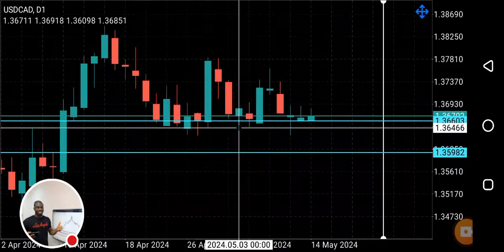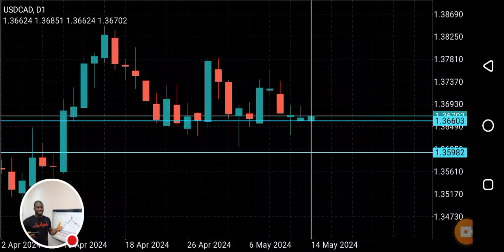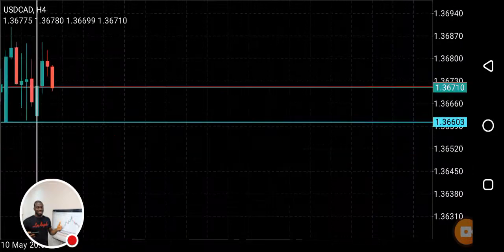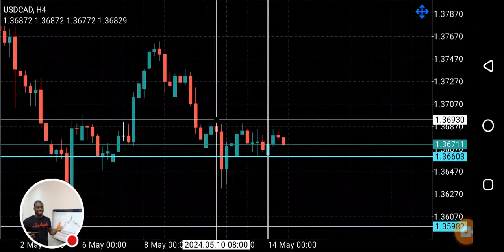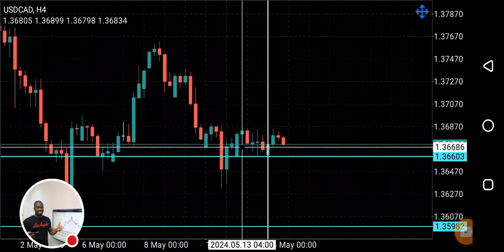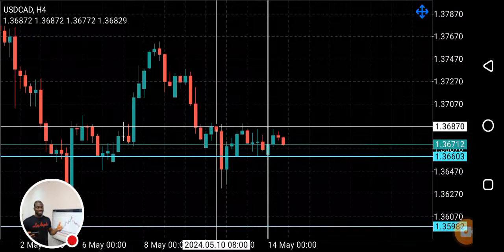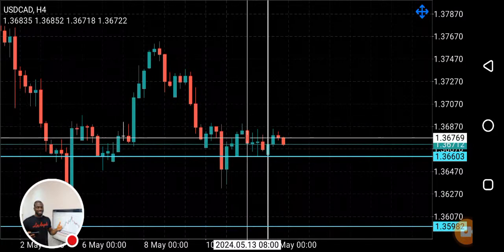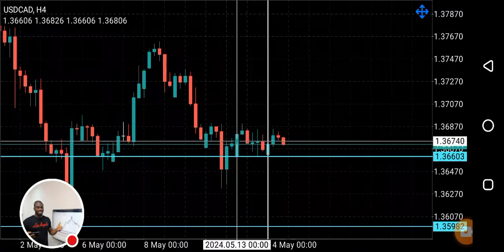So let's go down to the 4 hour. After the close of yesterday's candle, what pattern do we have on the 4 hour? We had a shooting star. Can you see that? This shooting star candle formed at a resistance level, then the next candle closed bearish. So this is a bearish reversal pattern.